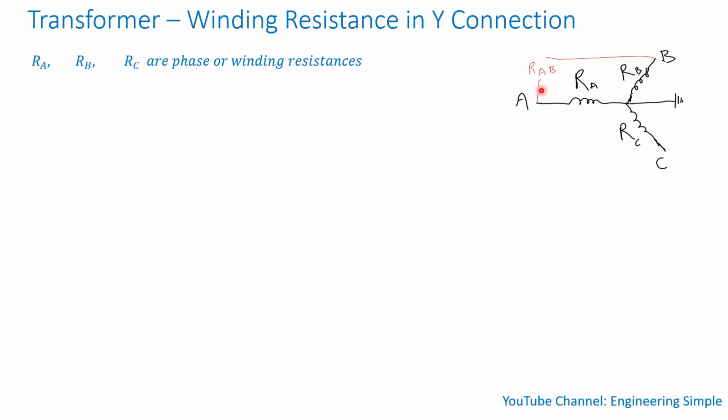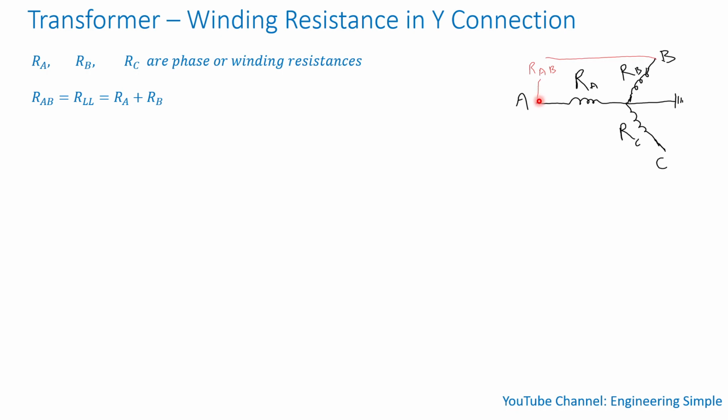So let's look at the sketch to the right. So we have a Y winding. In this case, I'll talk about Y windings. So you have a winding, and it has a resistance per phase. It's called RA. And you have another winding. It has a per phase resistance RB. And we have another winding. It has a per phase resistance called RC. So RA, RB, and RC are phase or winding resistances.